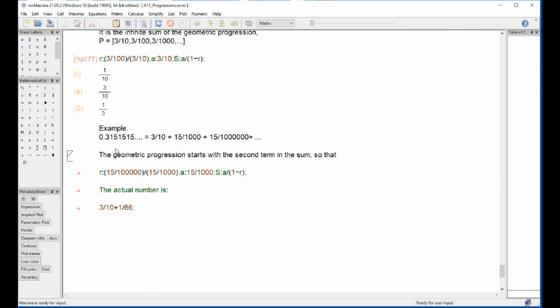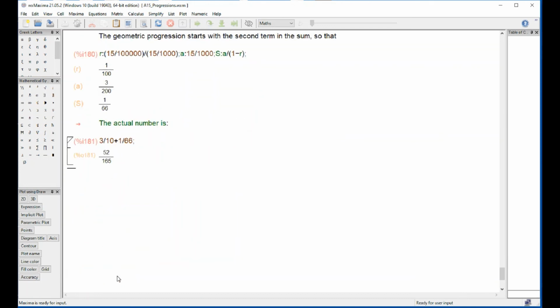Here's another example where we have 0.3, 3/10, and then the 15 repeats over 1,000, and the next one will be over 1,000,000, and so on. And so the ratio will be the second term in the progression over the first term. The first term is this one, and we're going to keep 3/10 as an extra addition. The sum of the terms from here down is calculated this way, 1/16, and then we add to that the 3/10. So the number that we're actually trying to represent with 0.315515 is 52/165.